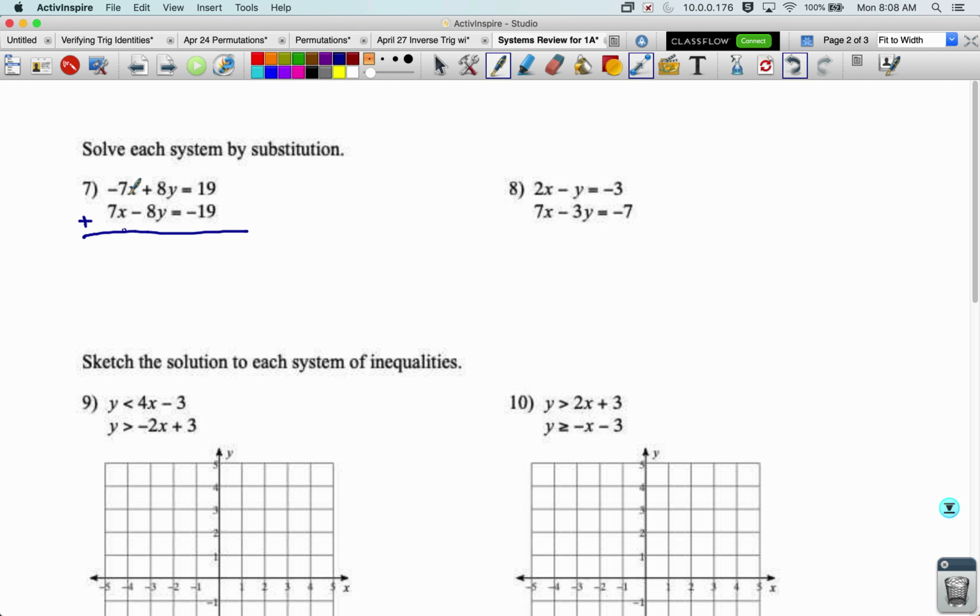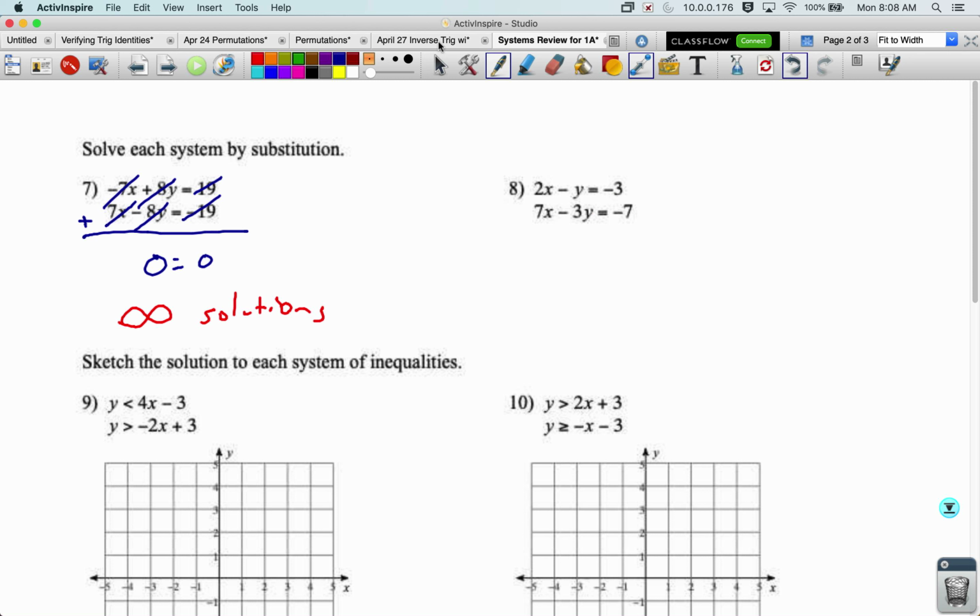I add these together. These cancel out, these cancel out, these cancel out. They were all zero pairs, so I'm left with 0 equals 0. That's a true statement, so I have infinite solutions. Okay, take a guess. Well, I thought this would have no solutions, but I'm looking at it. It looks like that's probably not the case.